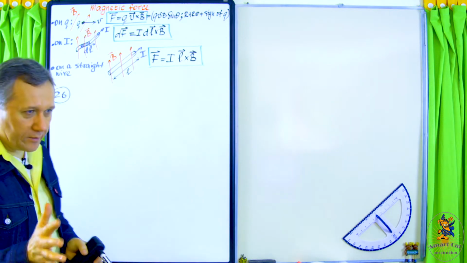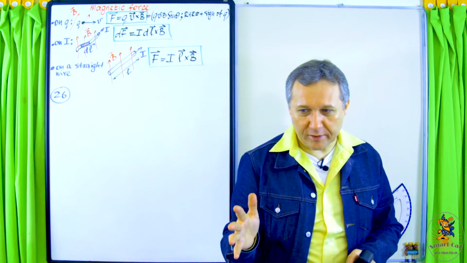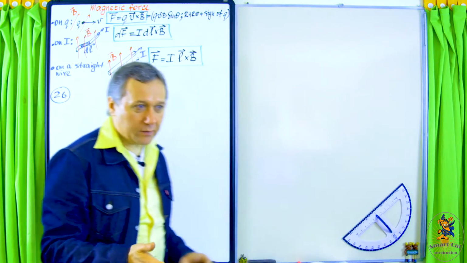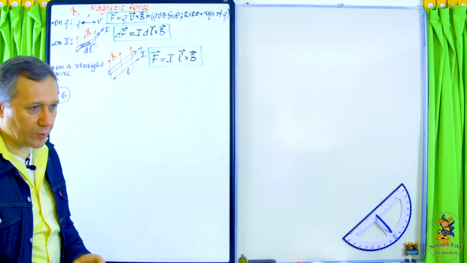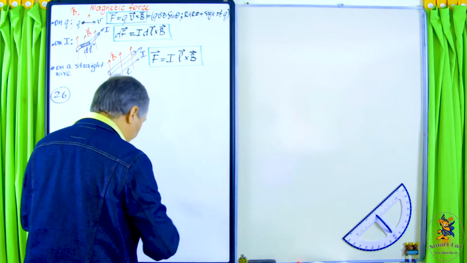So what do we have here? A proton flies through a magnetic field. The value and direction of the magnetic field are given, and we need to find the force acting. Actually, this problem is quite straightforward, just a direct application of the formula. So let me first draw the situation.